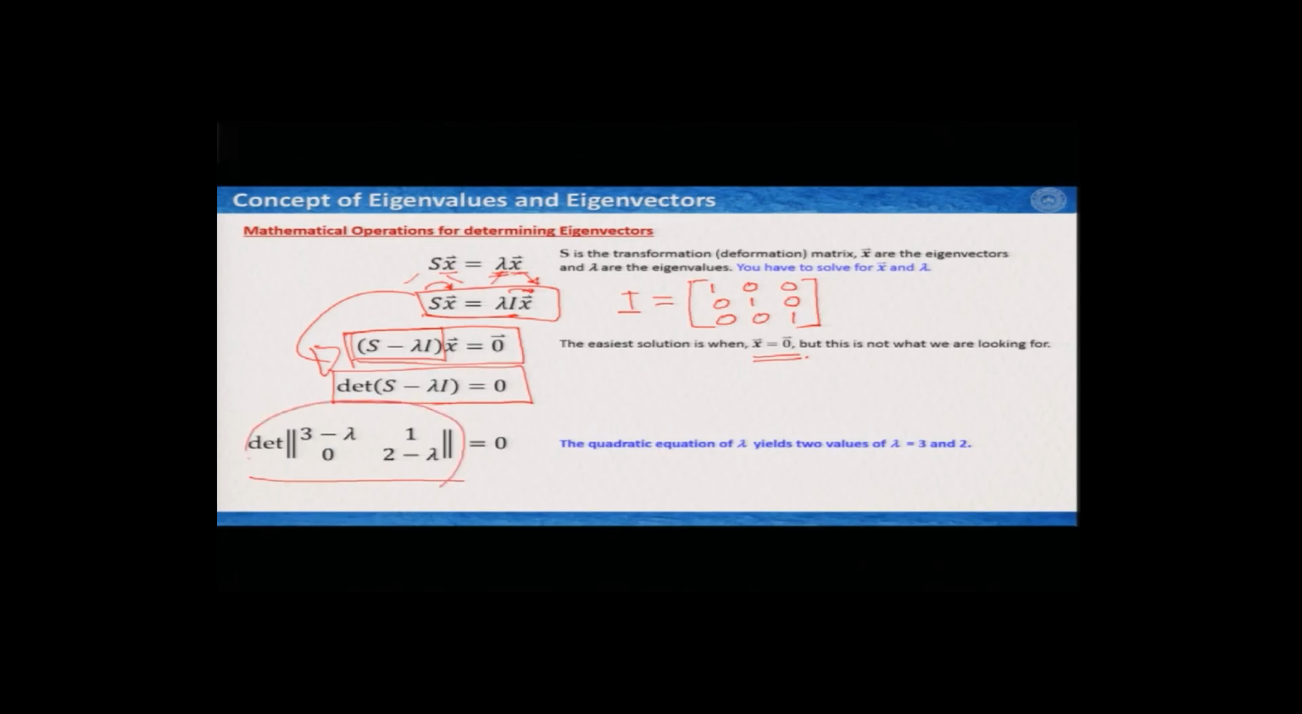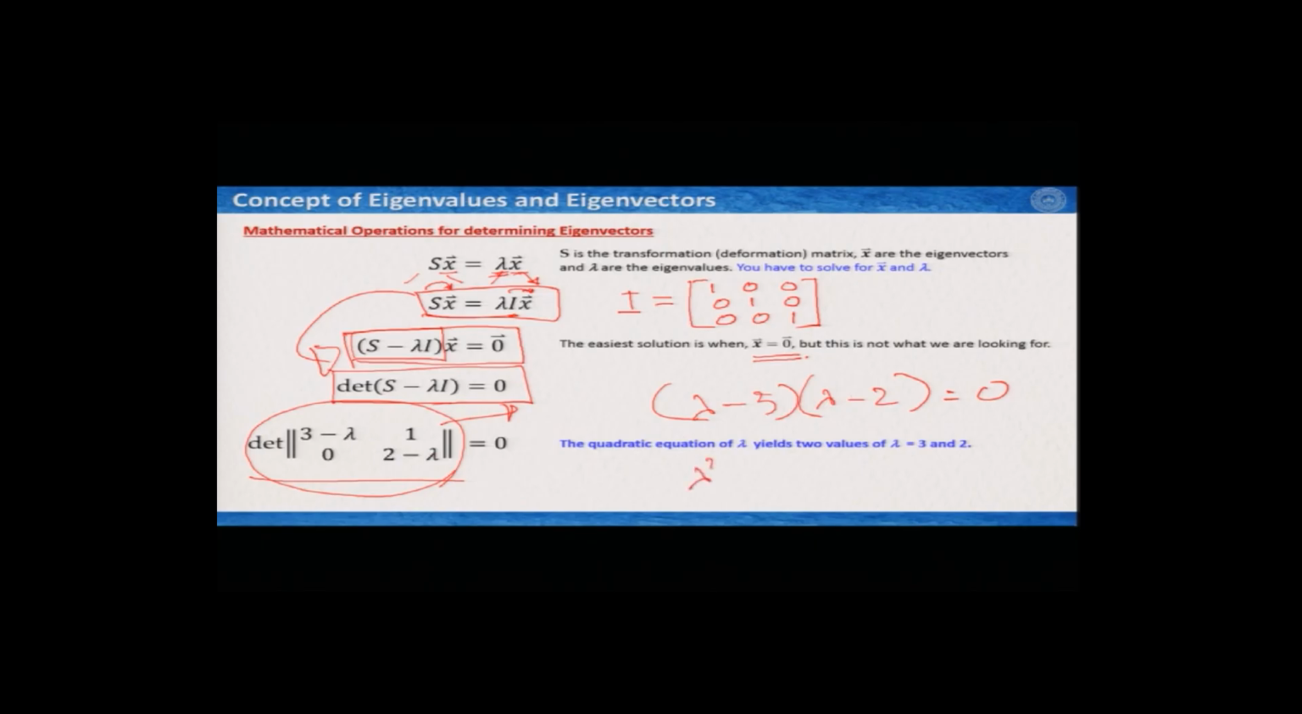Now, if we calculate the determinant of this matrix, it would yield a quadratic polynomial. I am not doing it here, but you actually get the equation lambda minus 3 multiplied by lambda minus 2 equal to 0. This is easier because it is factored. So you get two real values: lambda equal to 3 and lambda equal to 2.